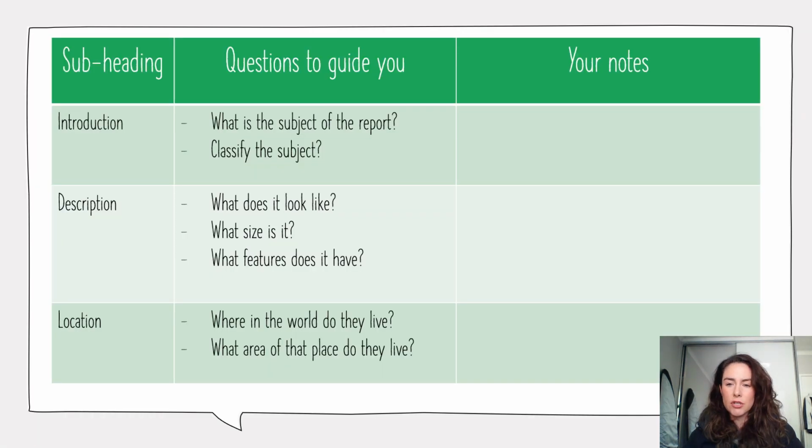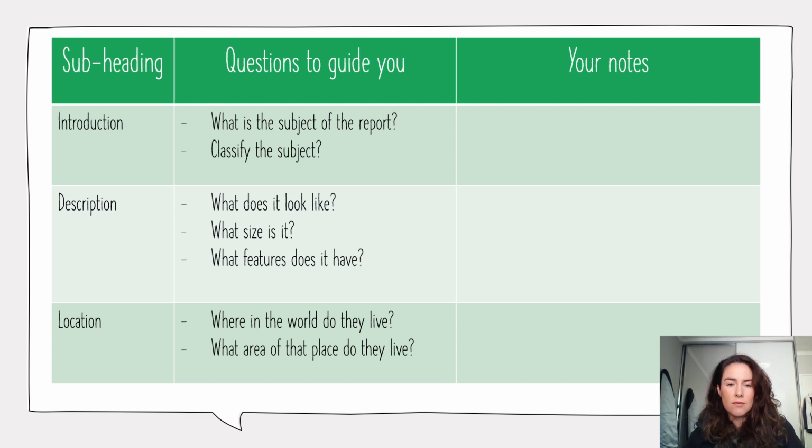Once you've chosen your animal, you're going to use this table to help you plan your informative text. For your introduction, I want you to think about what is the subject of the report and classify the subject. You might write something like koala and marsupial, just two words, just a couple of dot points, because remember, we're not doing sentences. This is just our plan.